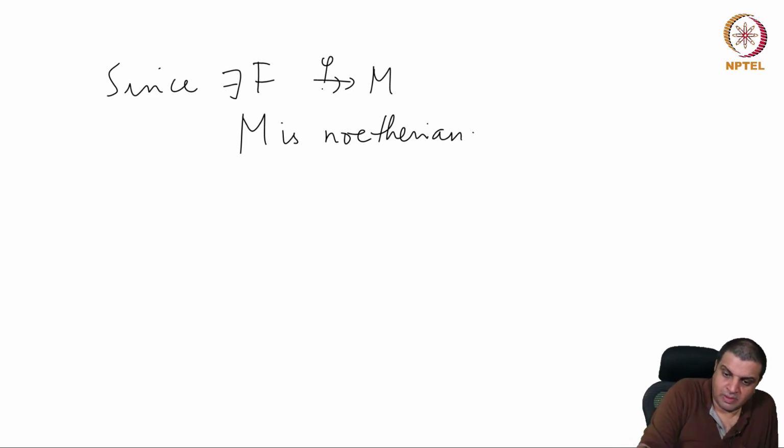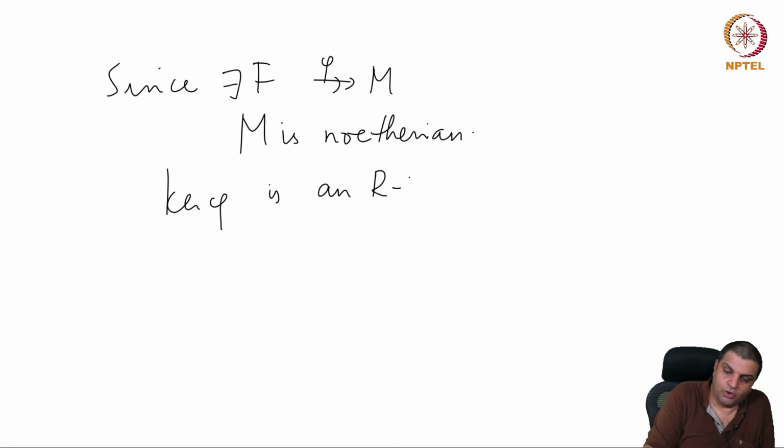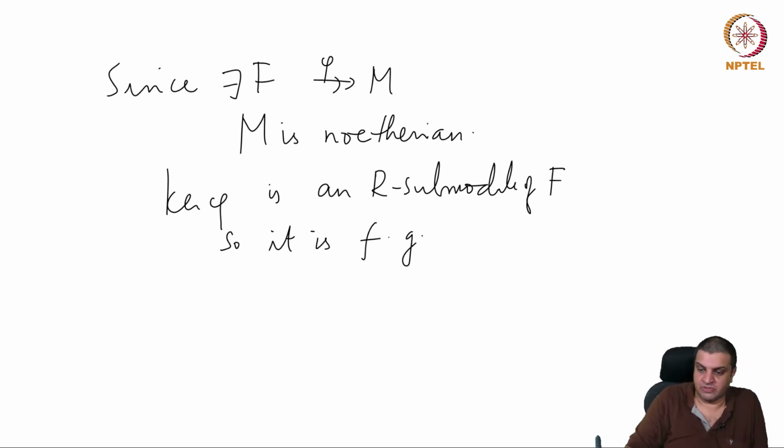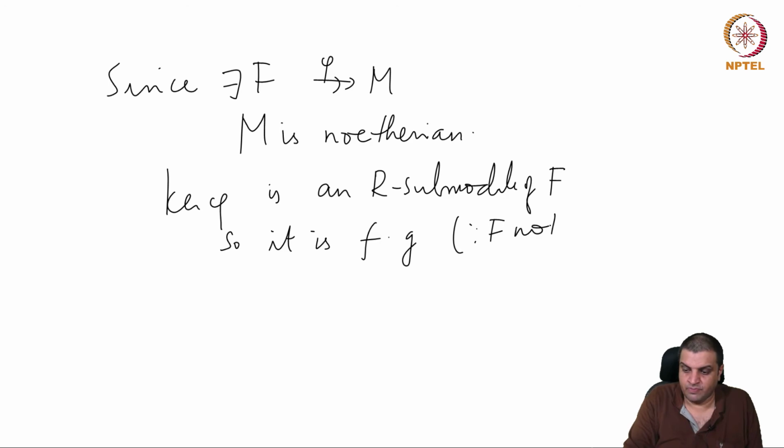Now let's call this map phi. What about the kernel of phi? It is an R submodule of F, so it is finitely generated. That's because F is Noetherian. Again, we are using the fact that F is Noetherian.